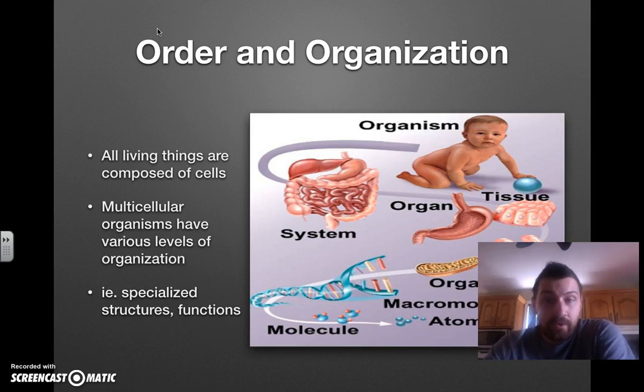There is first of all order, but they're organized in a way where a baby isn't just made up of a bunch of the exact same type of cell. The cells will form different organs and so on.